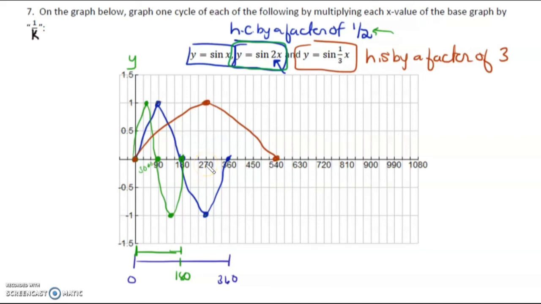And then we're going to do 270 times 3. I get 810. And then I'm going to get 360 times 3. I get 1080. So it's taking longer. The period is longer. Taking longer to get through one cycle.